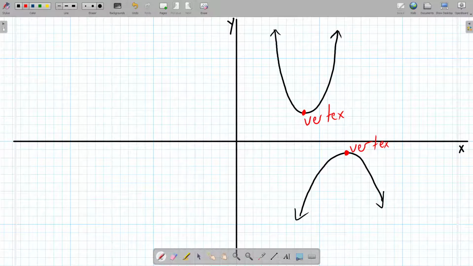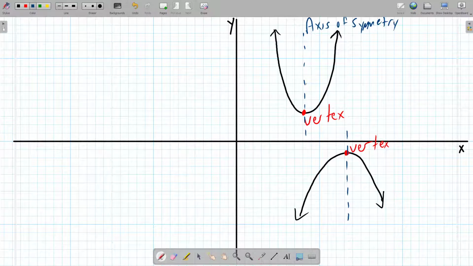Through the vertex, there is a vertical line. It's kind of an imaginary line. It doesn't really exist. But this imaginary line is a line of symmetry. The parabola is symmetrical across this vertical line. So we call this vertical line an axis of symmetry. An axis of symmetry is in the form x equals whatever the x value of the vertex is.